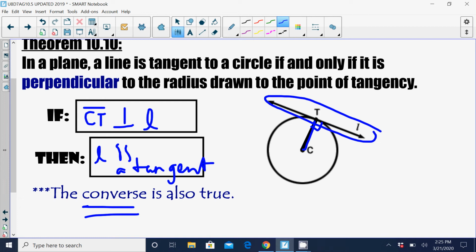Okay, now one thing down here, it says the converse is also true. So if they give me information that L is a tangent, like they say that first, then I can assume that this radius right here has to be perpendicular to it. So it works both ways there.